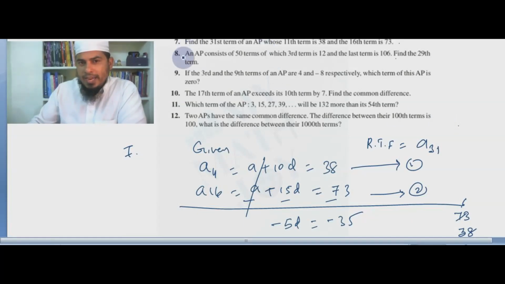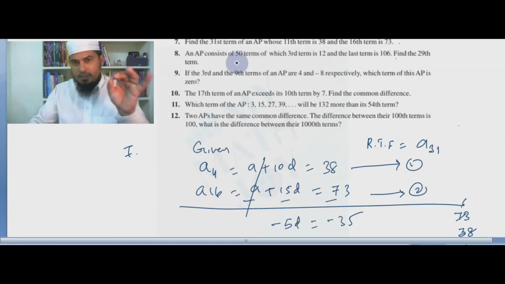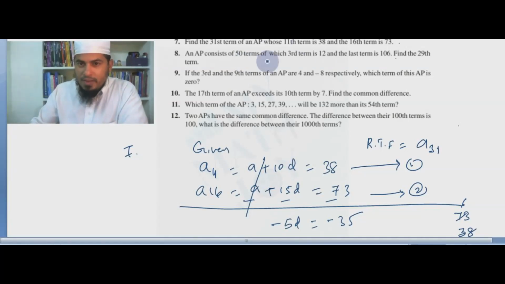Can this 8th question fall under the same category? Here you have to find, AP consists of 50 terms, so N is 50 here. 50 terms are there, N is 50. Third term is 12, okay. Last term is 106. It means 50 is N, so the last term is A50. So 2 terms are given here. We need to do it in a similar fashion. Indirectly, hiddenly, he has given it.